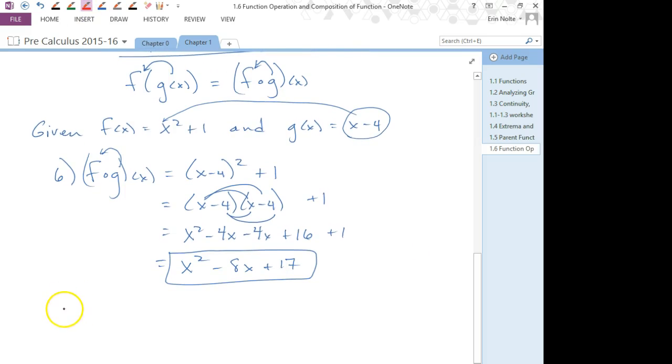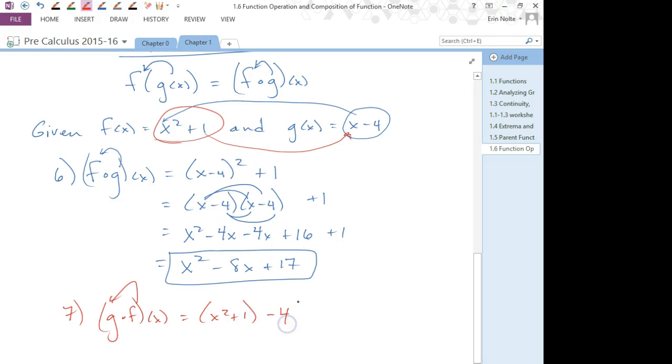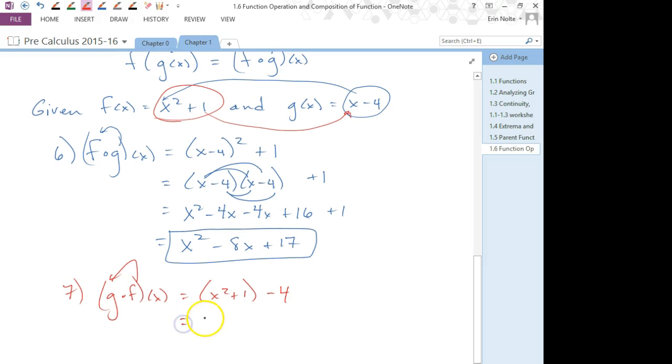So what if I did a g of f of x? You plug the f into the g, right? So now you would take the f and plug it into the g. This one is a little simpler because now you would just have x squared plus 1 minus 4. For that you would just combine your like terms and you get what? Minus 3, yeah.